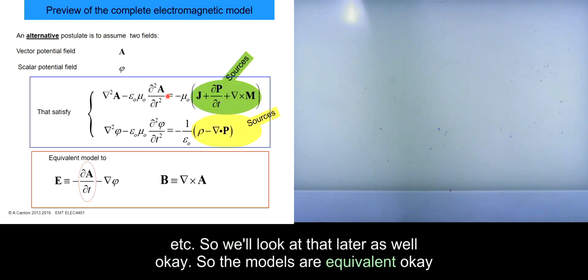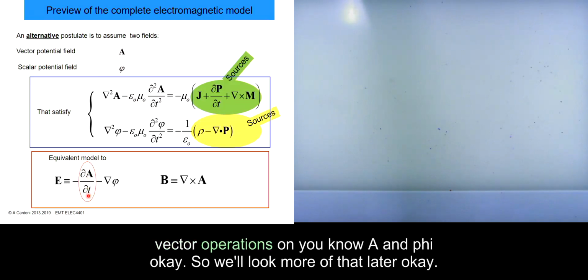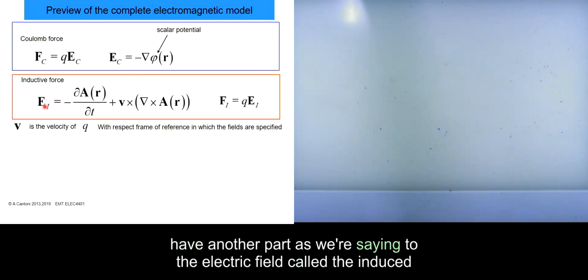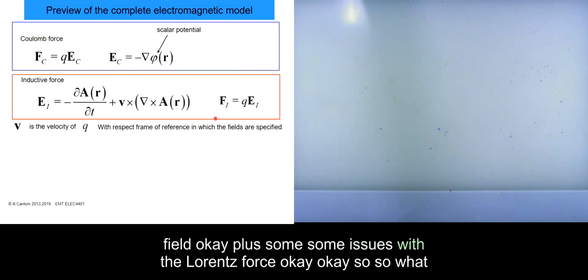So the models are equivalent. You can derive E and B and eventually H from vector operations on A and phi. We'll look more at that later. It turns out that the Coulomb field is the gradient of this scalar potential, and we have another part of the electric field called the induced electric field, which is related to the time derivative of this vector potential field, plus some issues with the Lorentz force.